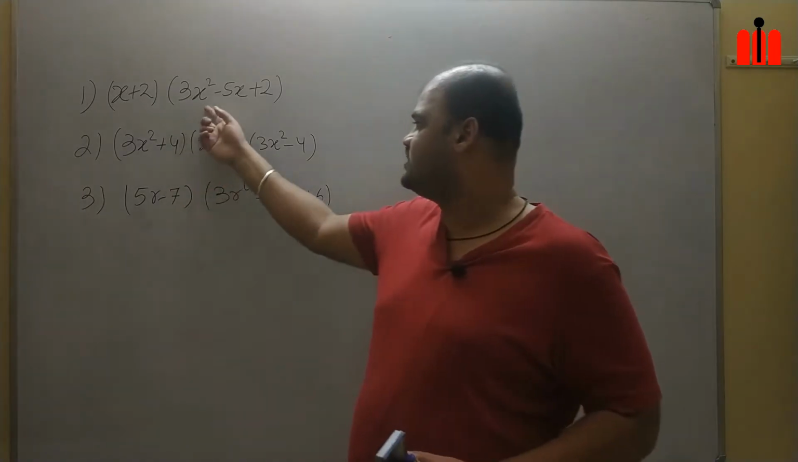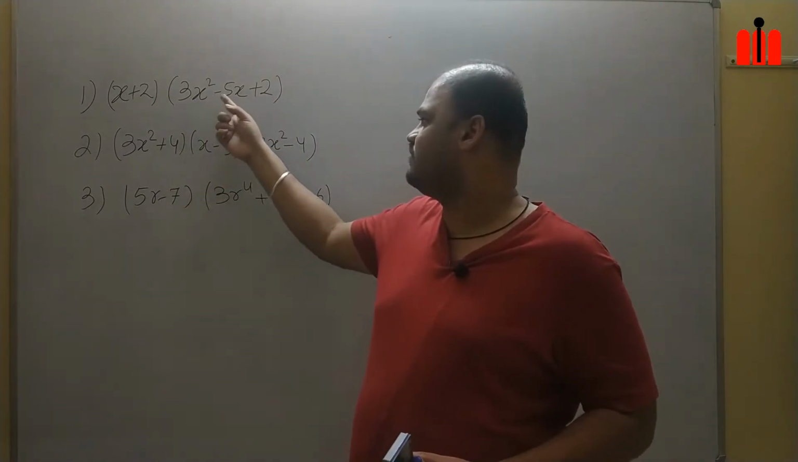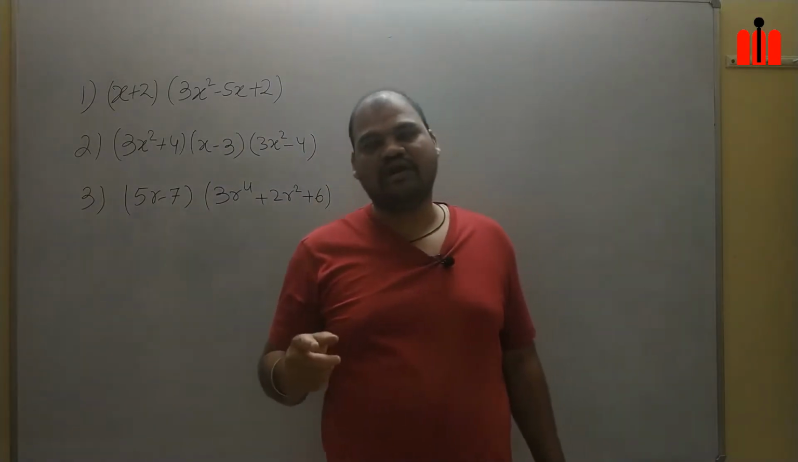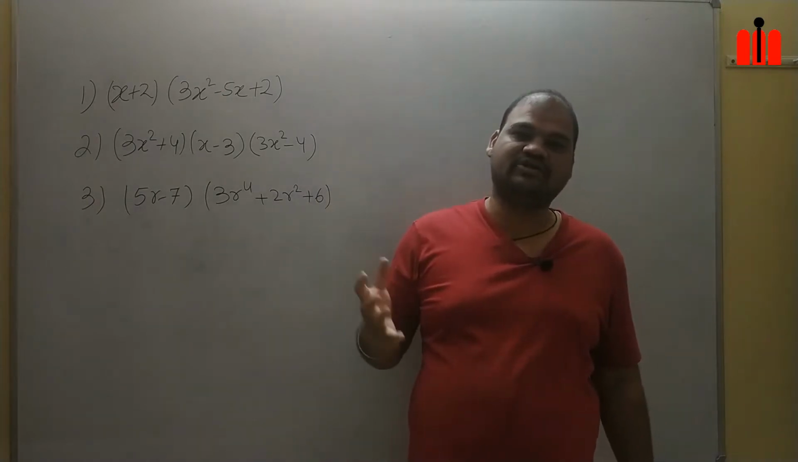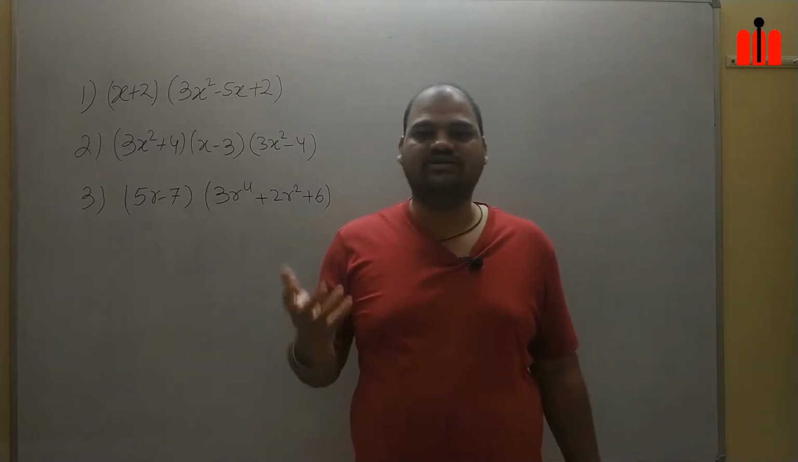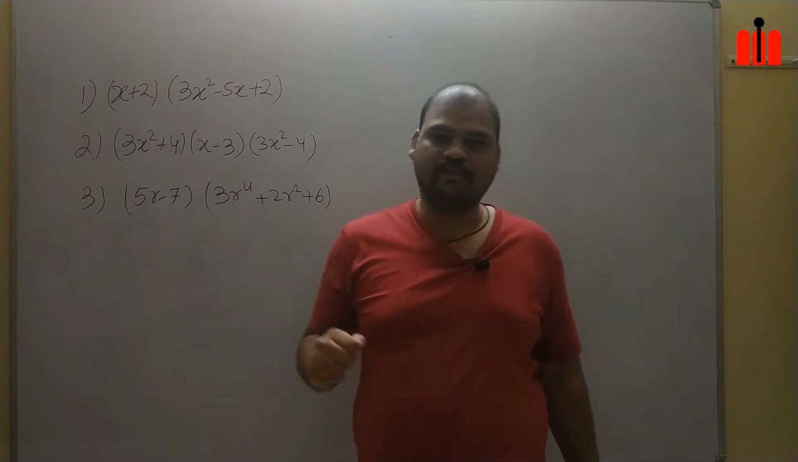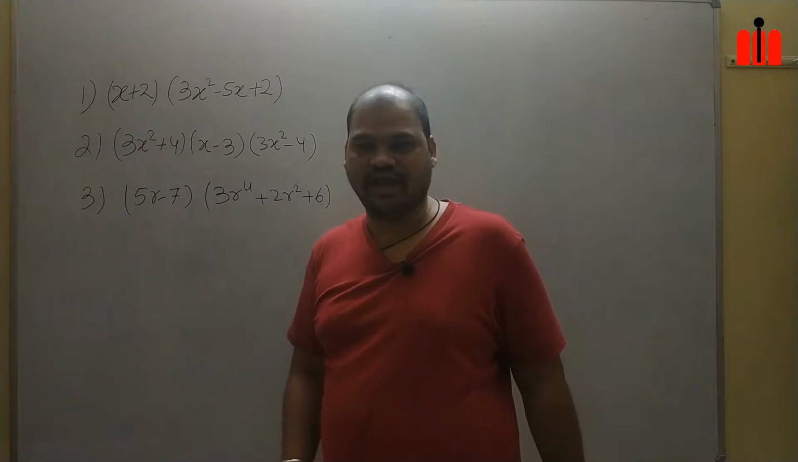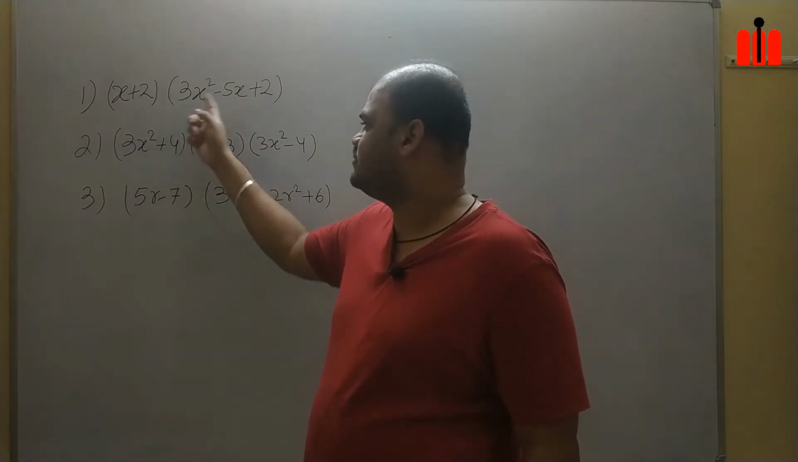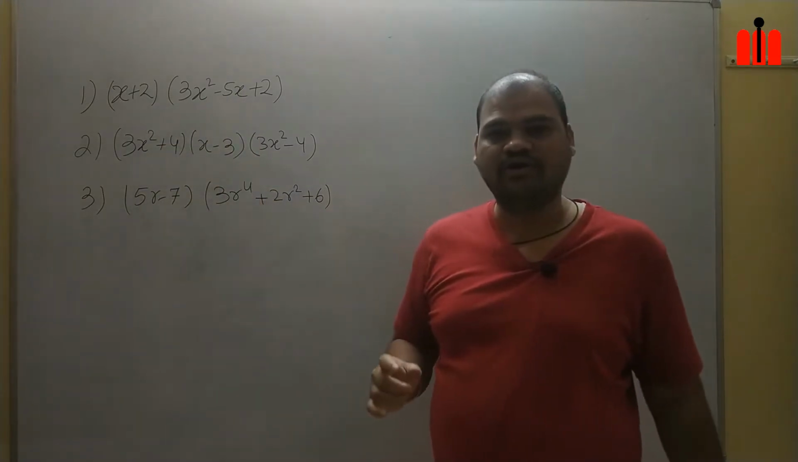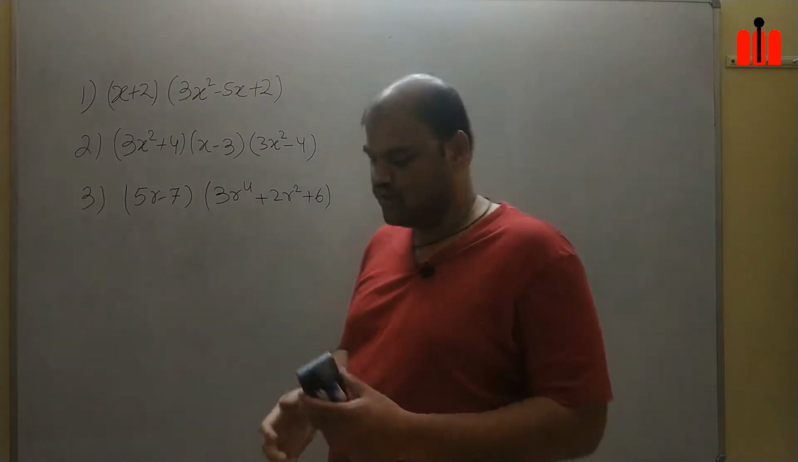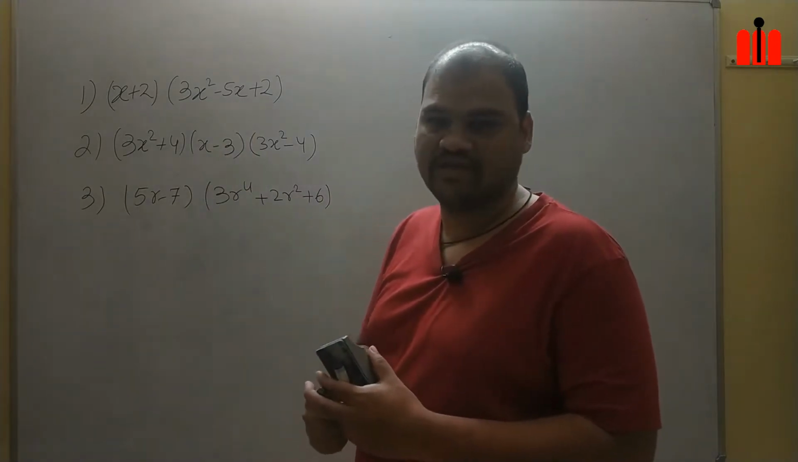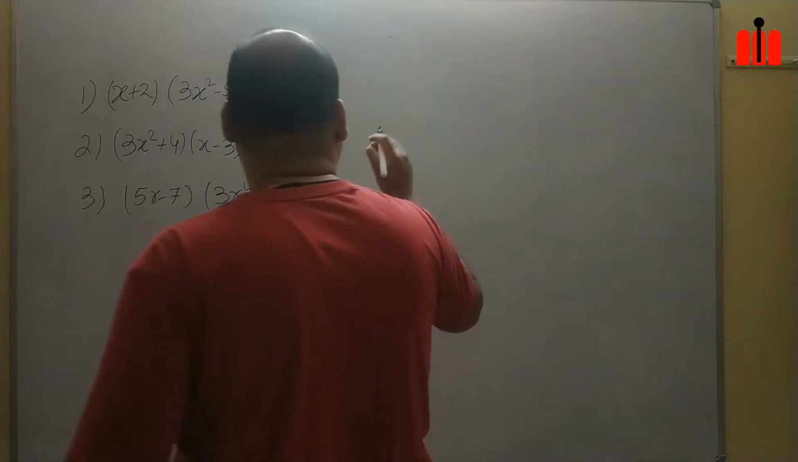Here it is a polynomial. So how many terms are there? 1, 2, 3. If there are 2 terms, then it is a binomial, 1 term, monomial, 3 terms, trinomial, like that. Any number of terms we will call polynomials, right? Here only one variable is there, x. Now how we are going to multiply it, that we are going to learn in this section. Here it is x plus 2 times 3x square minus 5x plus 2. Now let's learn how to do this.